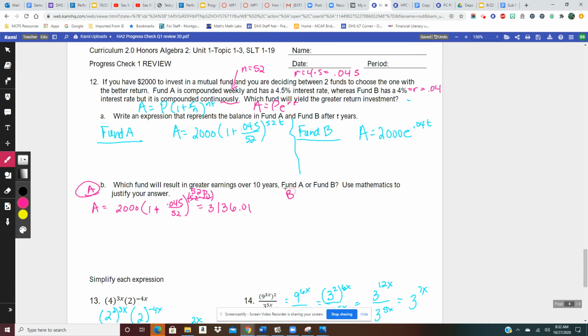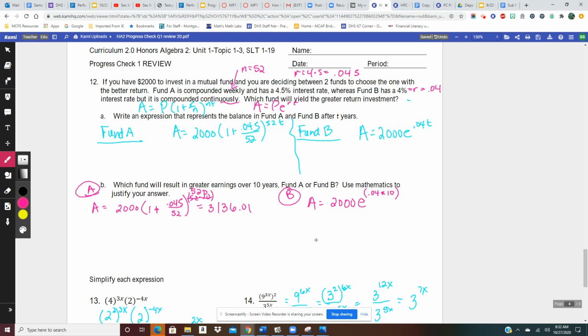So for Fund B, I'm going to do the PERT formula. P, and what did I put P in? 2,000 is my P value, so I'm going to put that in. So 2,000, and then e in your calculator is second ln. You can put in 2.718 if you can't find the ln button. So 2,000 e to the r, which is 0.04, times t, which is 10.